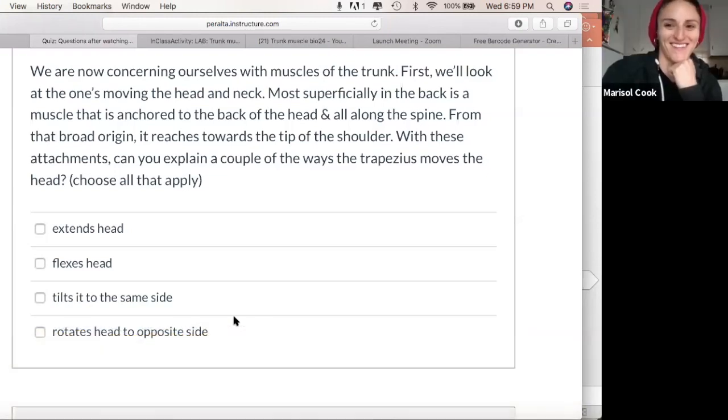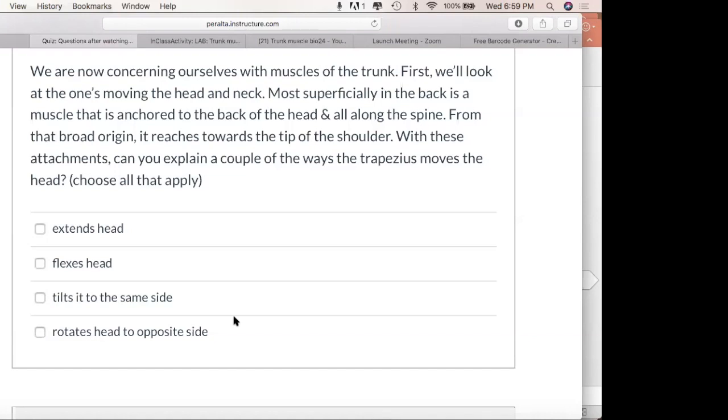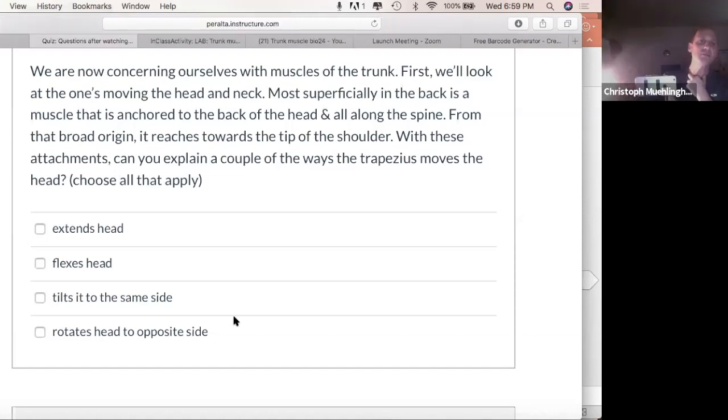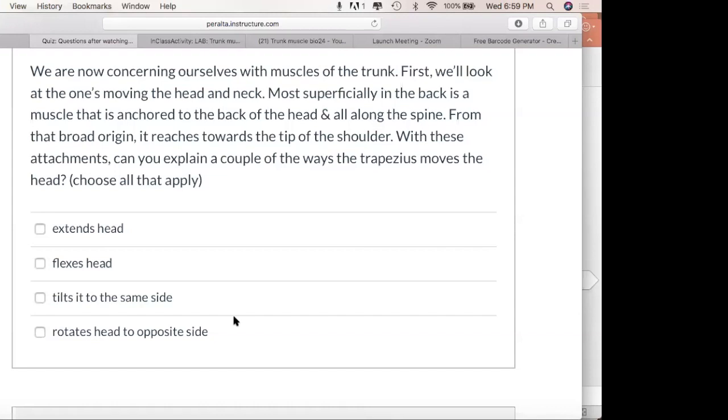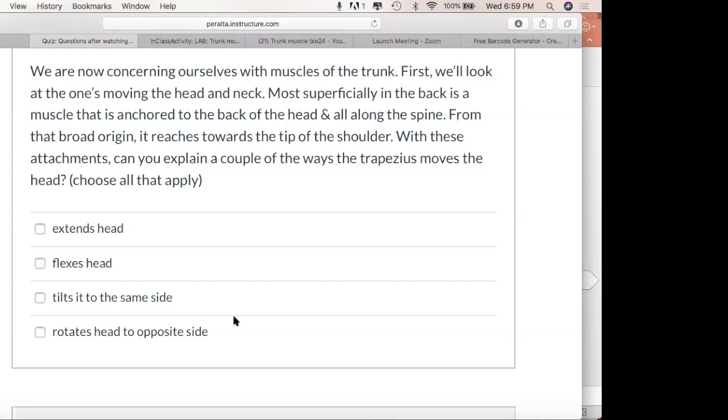We're already home. All right, we're now concerning ourselves with muscles of the trunk. First, we'll look at the one that moves the head and the neck most superficially. In the back is a muscle that anchors the back to the head along the spine. From that broad origin, it reaches towards the tip of the shoulder. Which of these attachments can you explain?